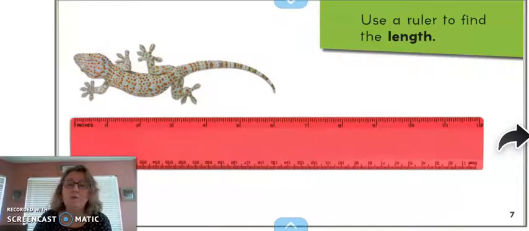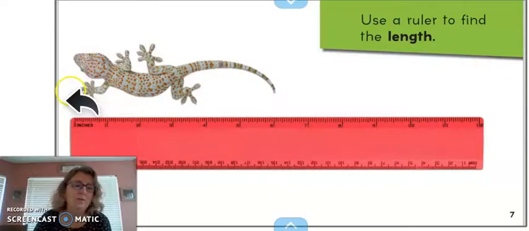How long is it? We use a ruler to find length. So we're measuring how long this gecko is from his head to his tail. It looks like he's 6 inches long right there.